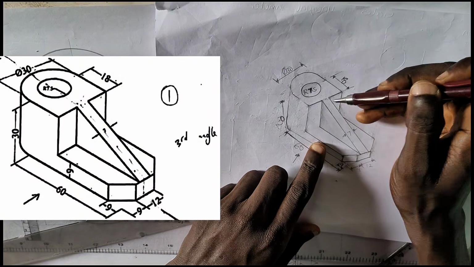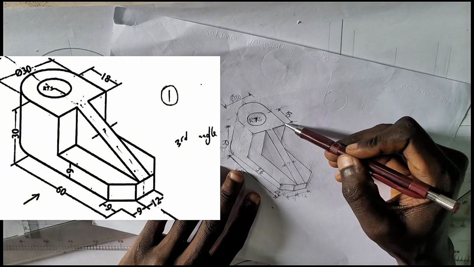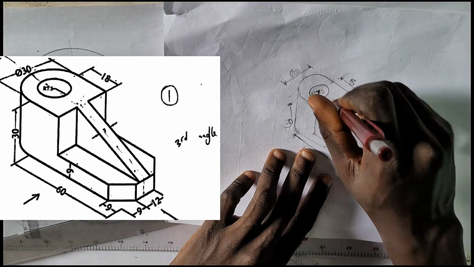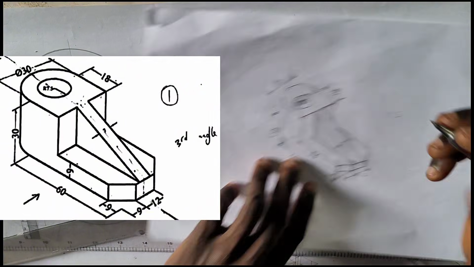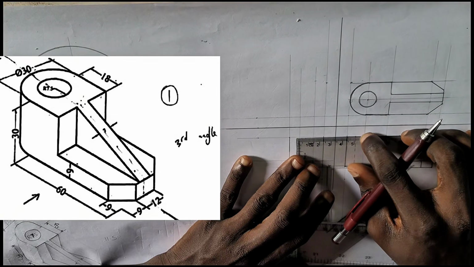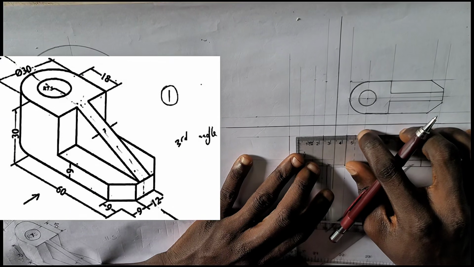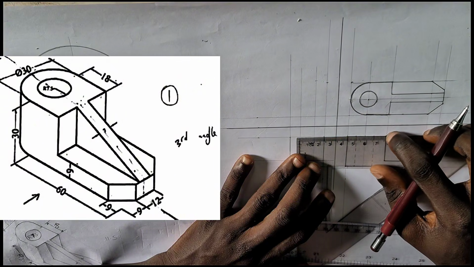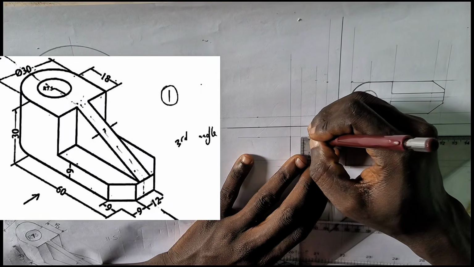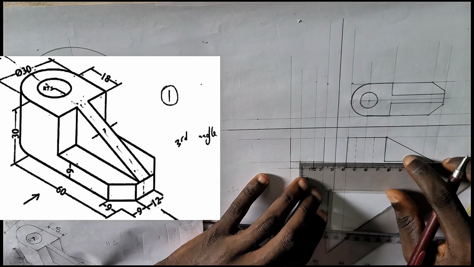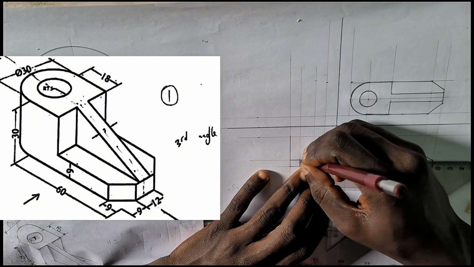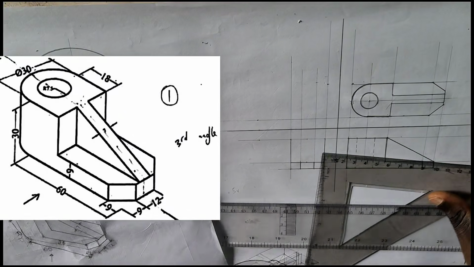Okay, so let's get the middle from here to here. We're told that the thickness is 30 millimeters, so the middle will be 15. It will be 15 millimeters. So let's get the middle from here to here. So this is the middle here. Okay, and also let's do the same thing downward. So that is the middle.